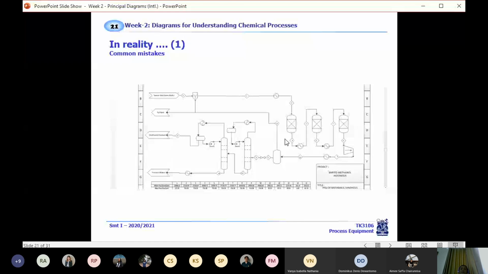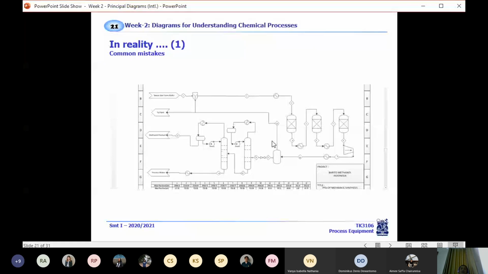And then number 3, look at this distillation column. In this distillation column, we don't have the number of trays. We know this is a tray system, but we don't know how many trays. For example, the inlet is coming to tray number something, but it's not written here. So we don't have information about that.